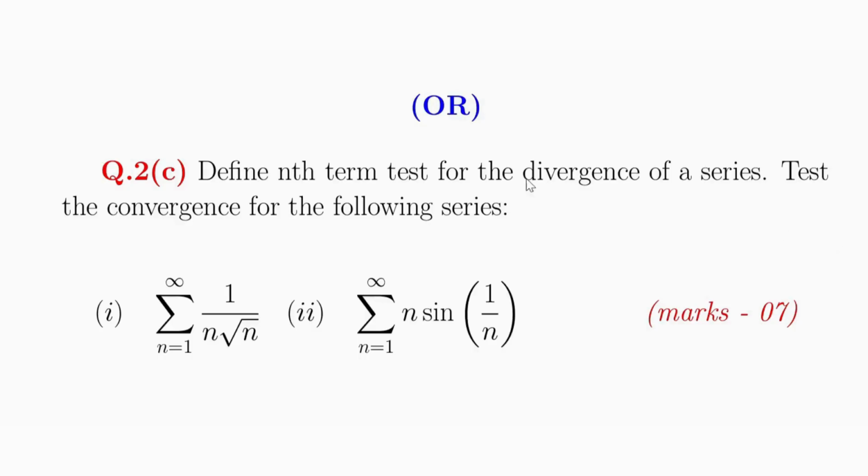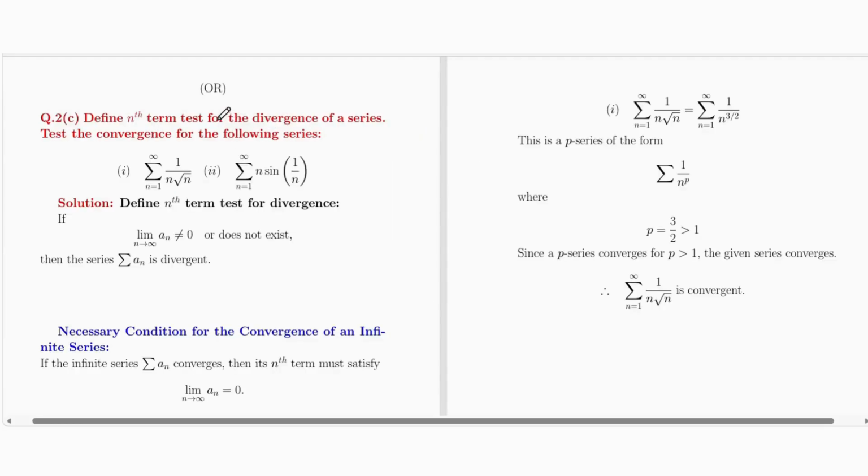This lecture contains optional question number 2C. Define nth term test for the divergence of a series. Test the convergence for the following series. First series, summation n is 1 to infinity 1 upon n square root of n. Second series, summation n is 1 to infinity n sine 1 upon n.